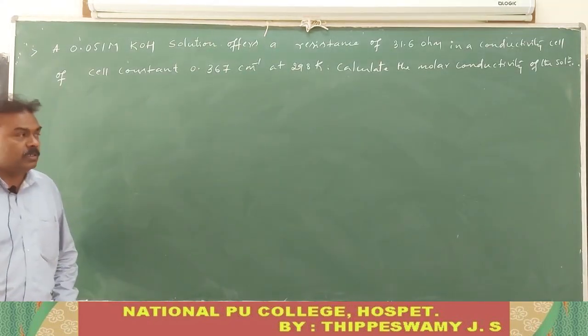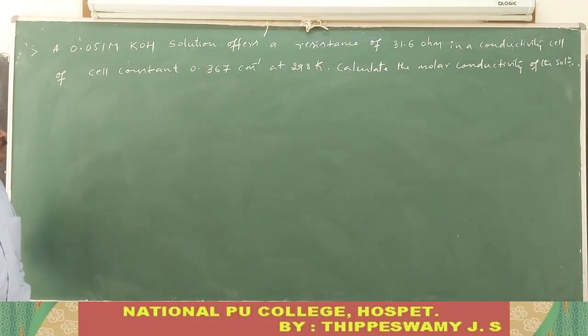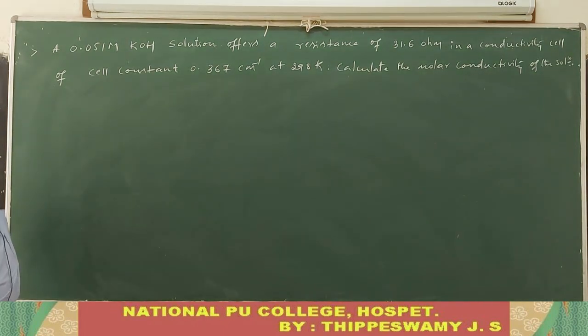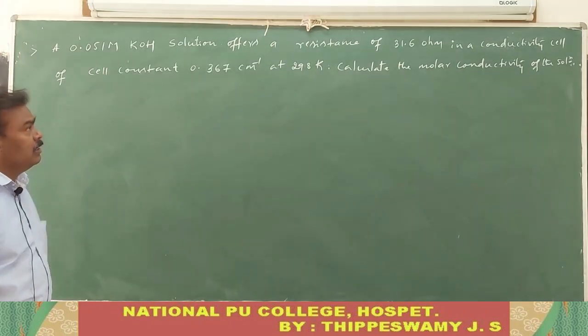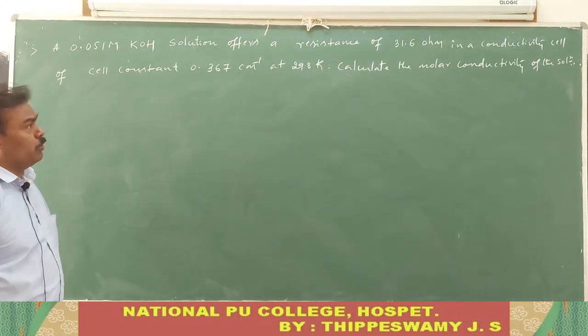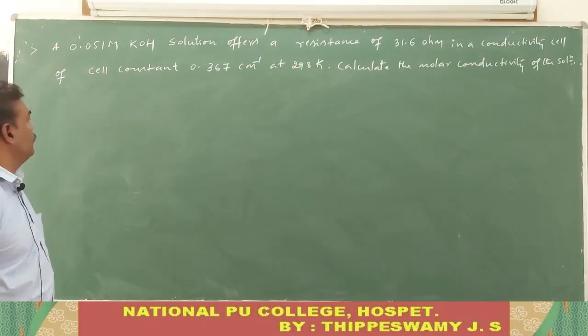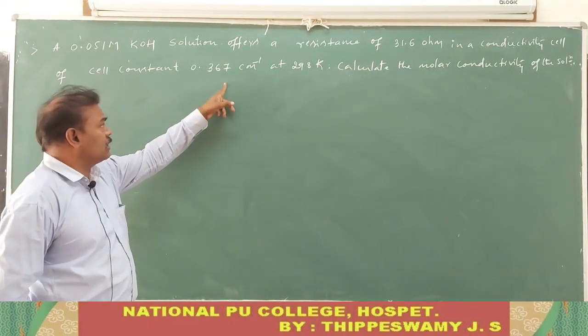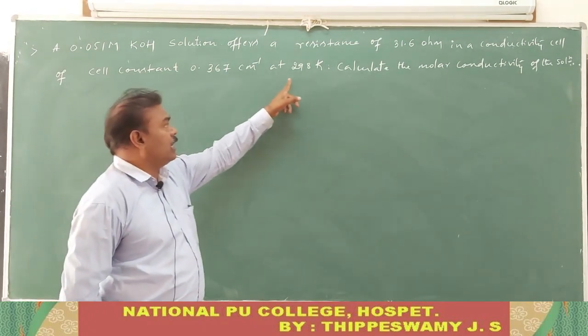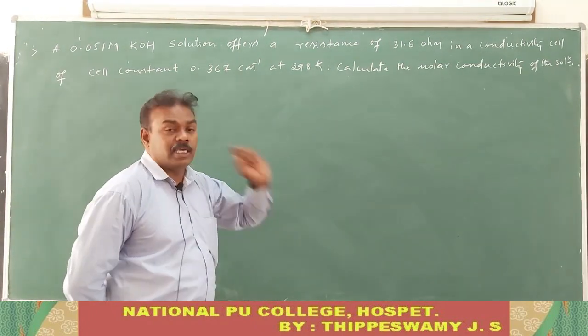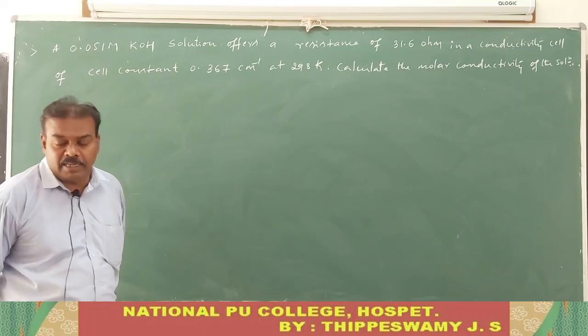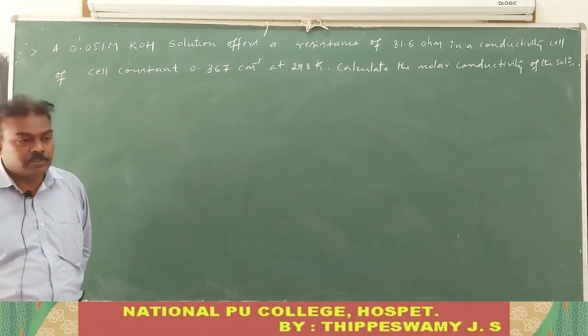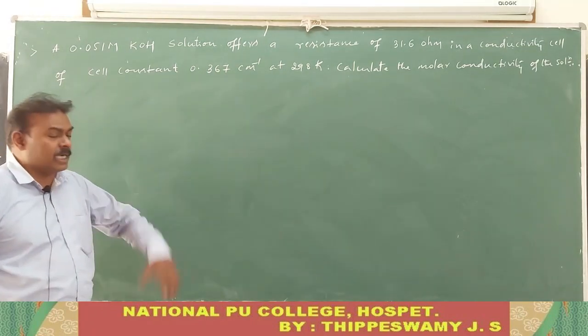Okay students, you see the next problem. A 0.051 M KOH solution offers a resistance of 31.6 ohm in a conductivity cell of cell constant 0.367 per centimeter at 298 Kelvin. Calculate the molar conductivity.